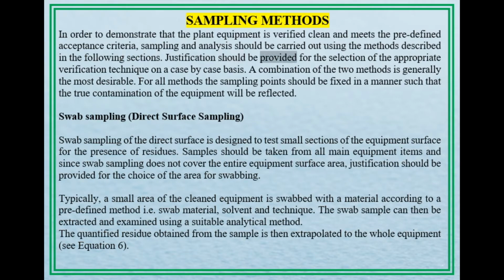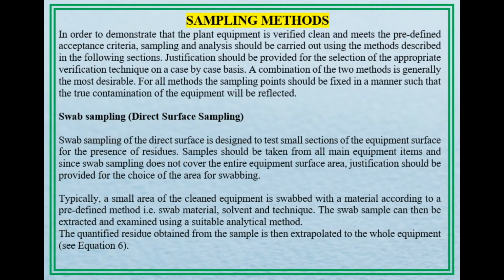Justification should be provided for the selection of the appropriate verification technique on a case-by-case basis. A combination of the two methods is generally the most desirable. For all methods, the sampling points should be fixed in a manner such that the true contamination of the equipment will be reflected. Swab sampling, direct surface sampling.